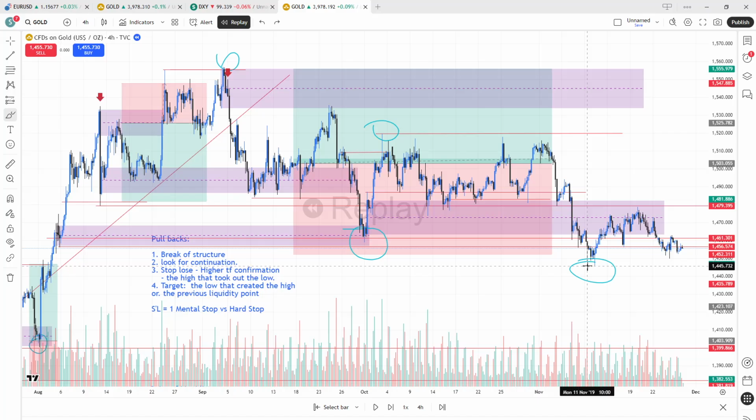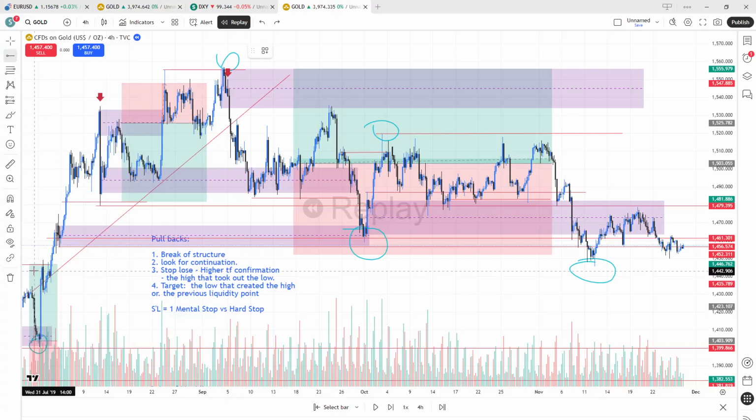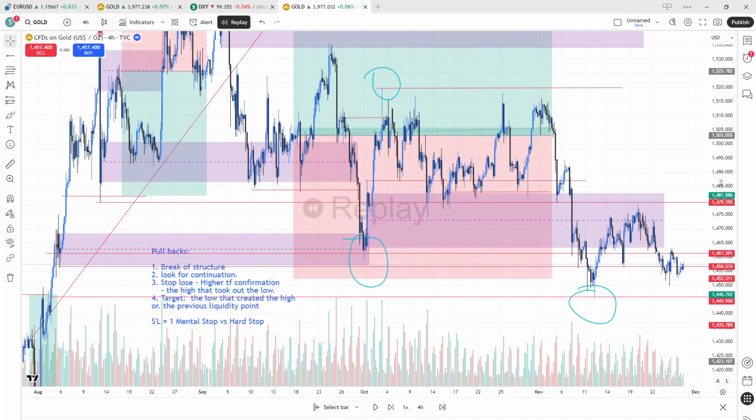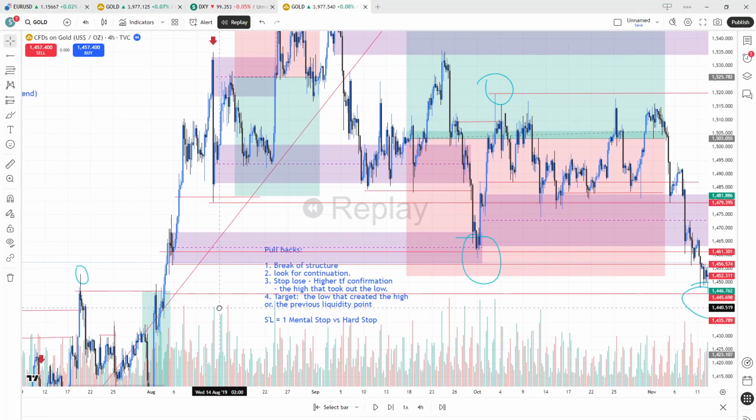Okay, hold on. So I want to say here, you guys see this? This low, right? Why is this low significant? Well, it took that low out, or created that equal low. I don't know. We'll see. All right. So yep. So this high created this low, created this high, created this low before we go.